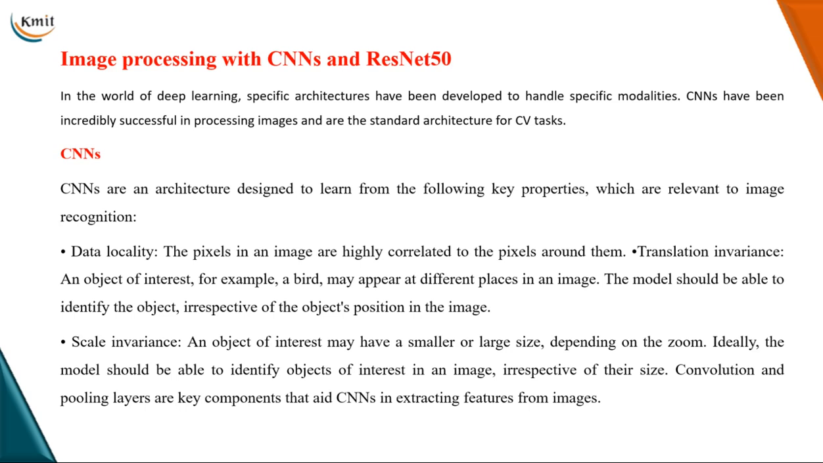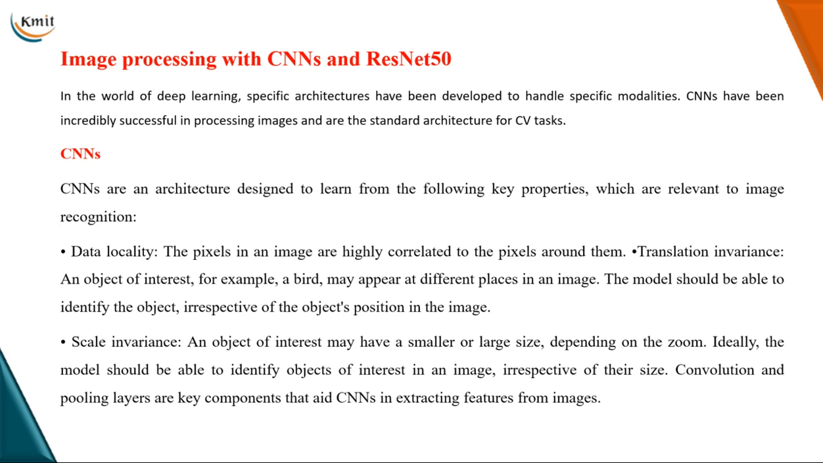CNN architectures are basically designed to perform three important things when we talk about image recognition. The first is data locality, the second is translation invariance, and the third is scale invariance. Data locality is about the pixels in the image and how highly they are correlated with the pixels around them.